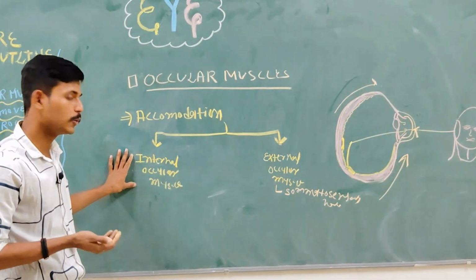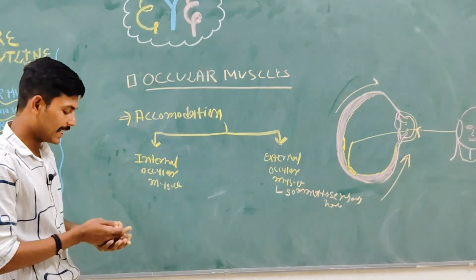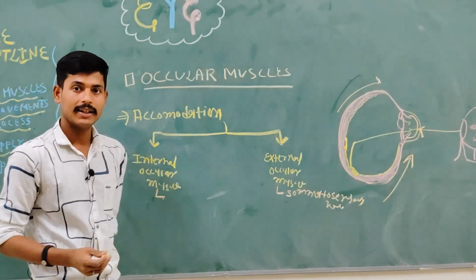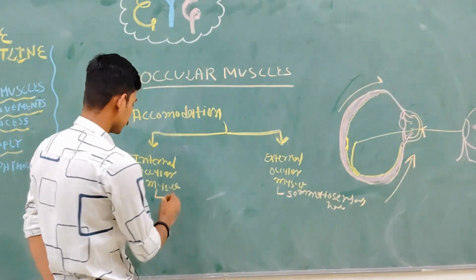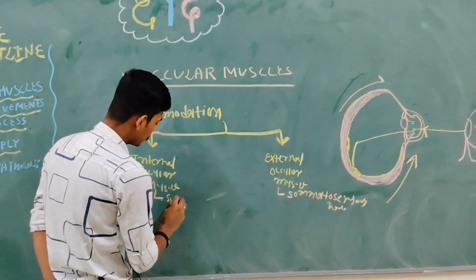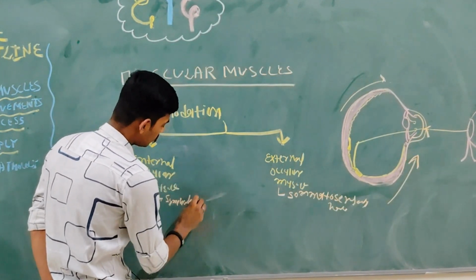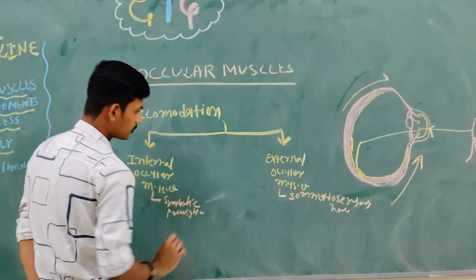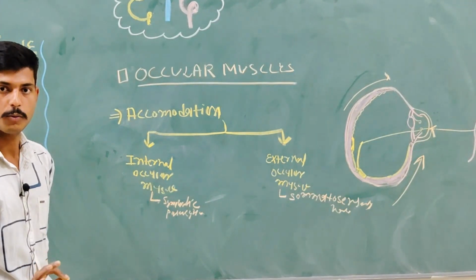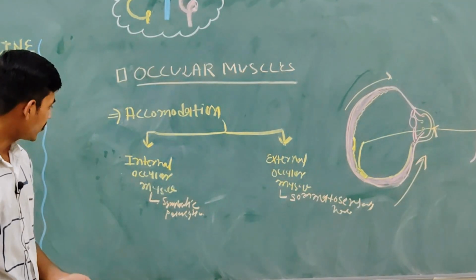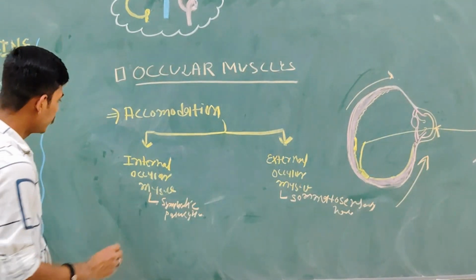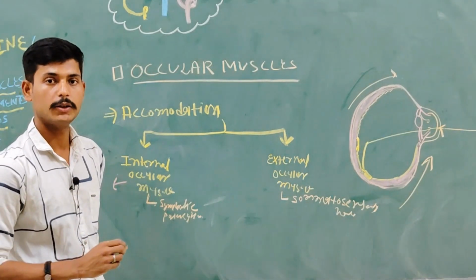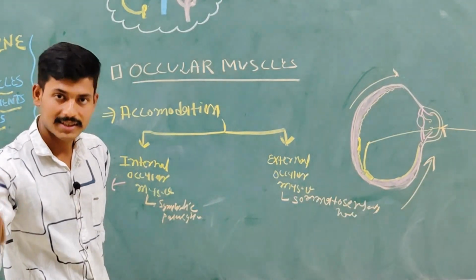But you can do it voluntarily as well. So they are supplied by the autonomic nervous system, that is your sympathetic and parasympathetic nerves. Write down, it is supplied by the sympathetic and parasympathetic nerves. Understood? No problem. Now the internal ocular muscles, if they fail to work, that leads to various conditions.